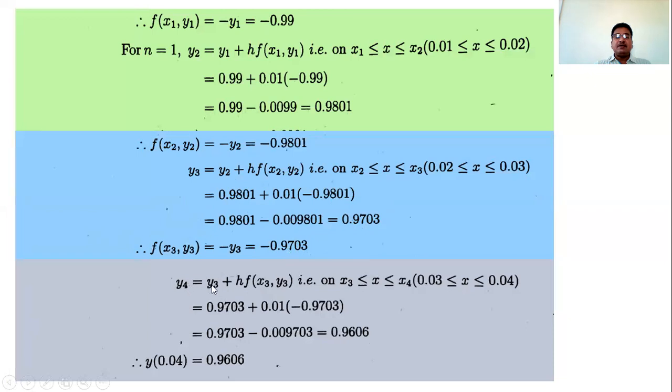And then lastly, y4 is what? y3 plus h f(x3, y3). Substitute the values, we get the answer 0.9606. This is the value of y at 0.04.